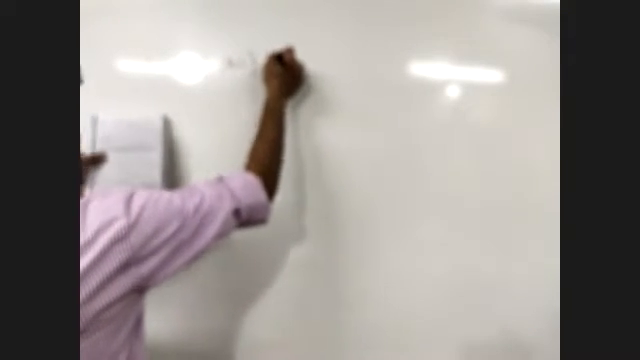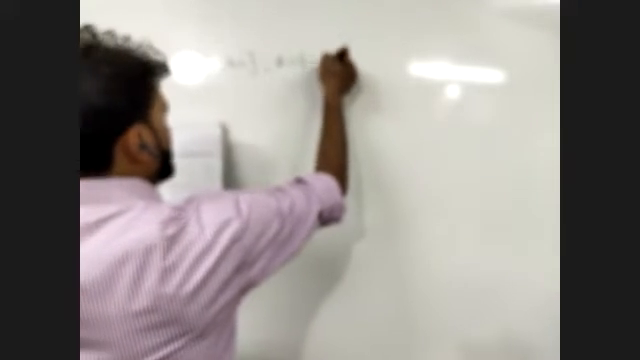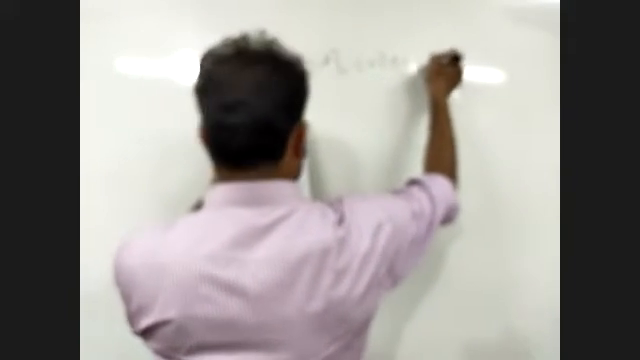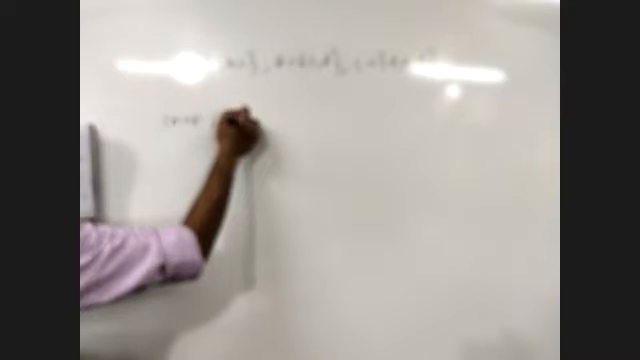Question number 10. A is equal to {a, b, c}. B is equal to {c, d}. And C is equal to {d, e, f}. What we need to do is find A cross B intersection B cross C. We need to find A cross B intersection B cross C. Now look carefully. A cross B will be?